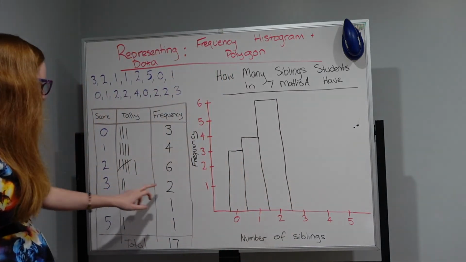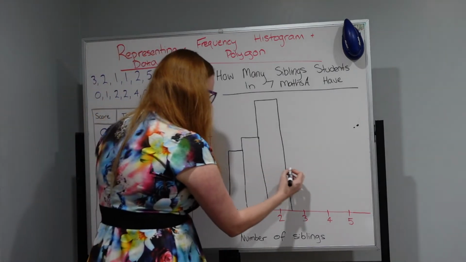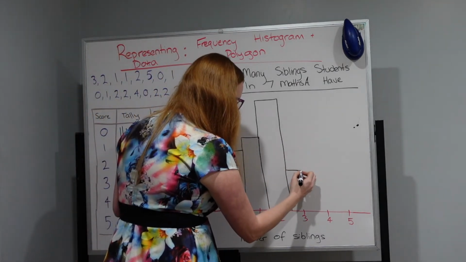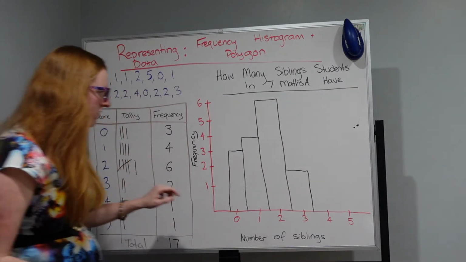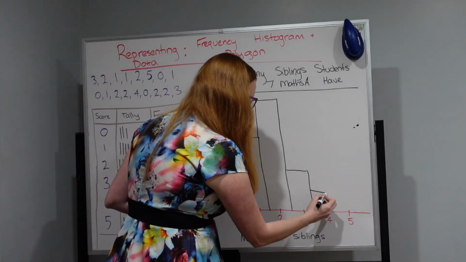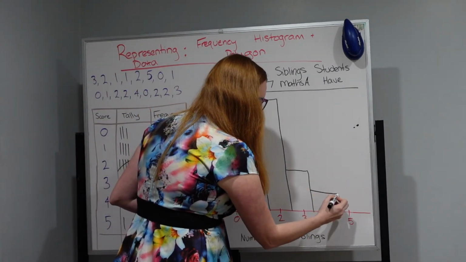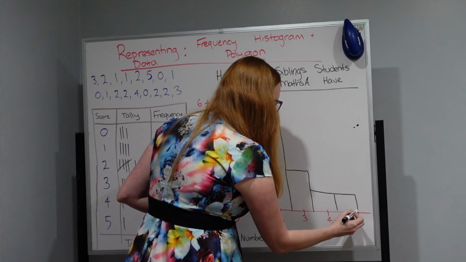And then number 3 has 2 votes. So 2's here, across, and down. 4 had 1 vote. And then 5 also had 1 as well. There you go.